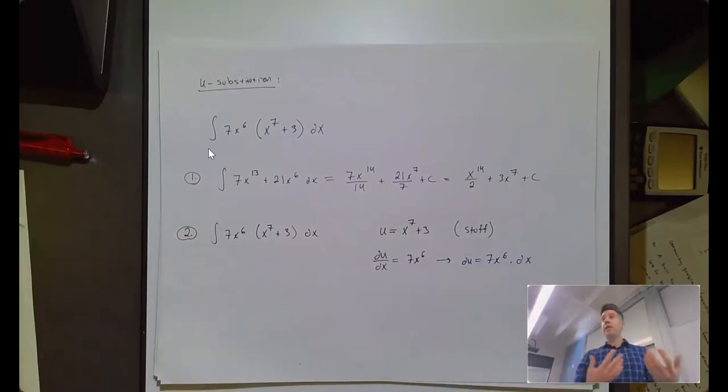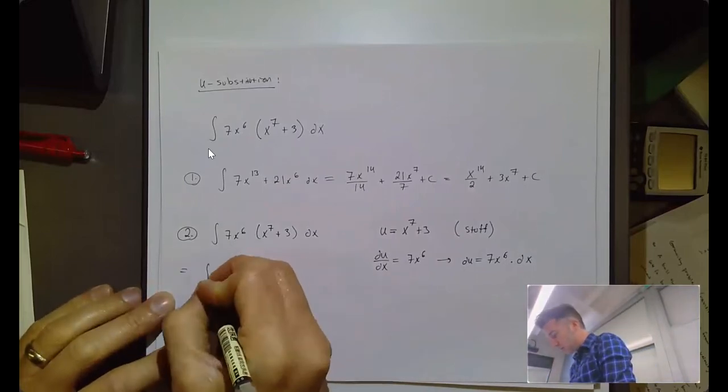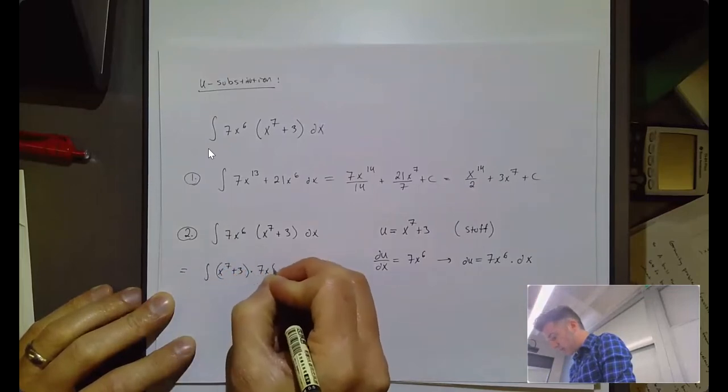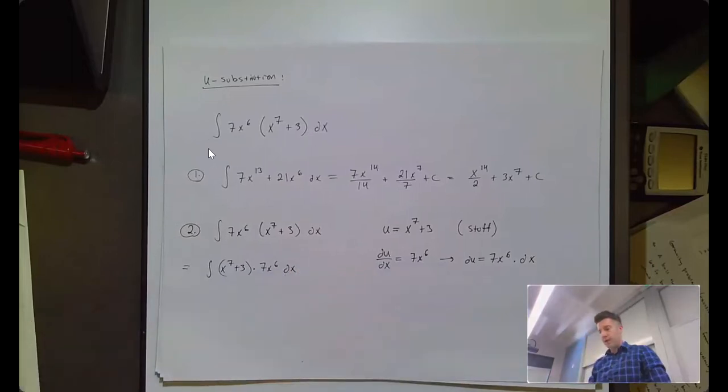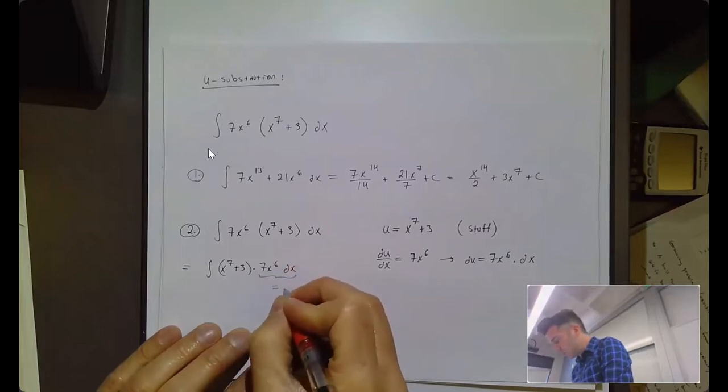And we're actually going to change this antiderivative from an antiderivative of things with x's to an antiderivative of things with u's. I like to think of it as a translation problem. We have to translate it completely from the language of x to the language of u. You can't have x's and u's. You either have to have just x's or just u's. So we're going to change it all to u's. I'm going to rewrite it to make it a little easier. I have x to the 7th plus 3 times 7x to the 6th dx. I just changed the order of multiplication. And then I'm going to observe that this here is equal to my du.